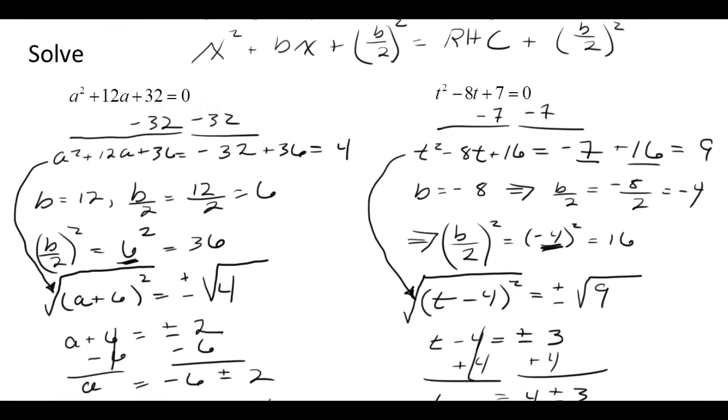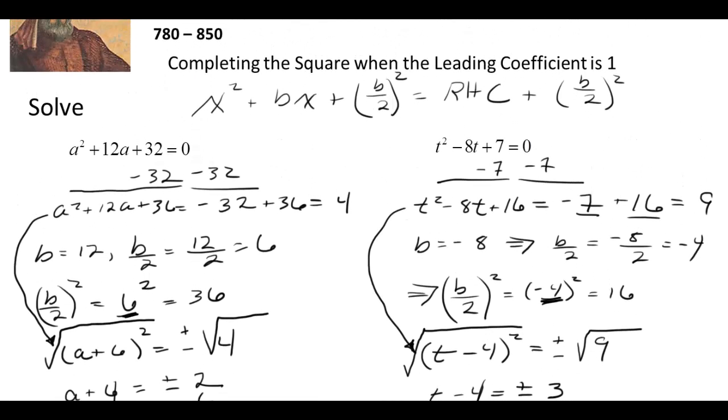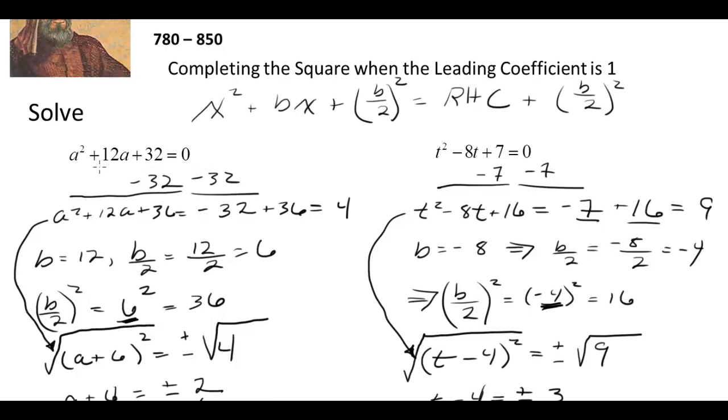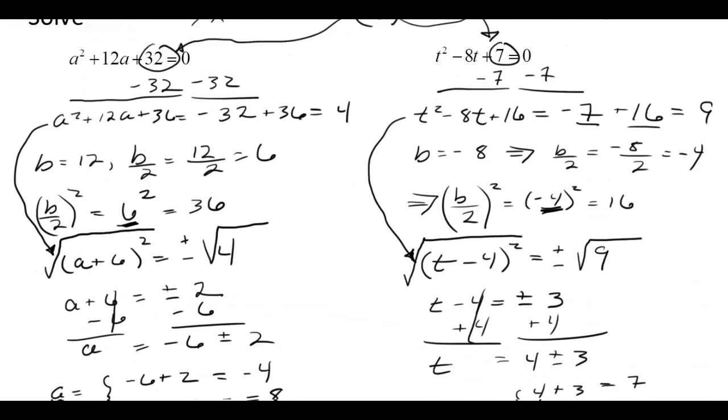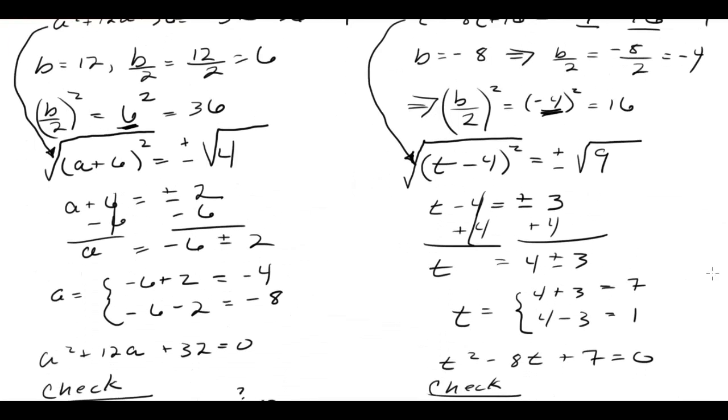So what did we do? We took two equations that had leading coefficients of 1. We got rid of the constant. We replaced it with b over 2 squared in both cases. That gave us a perfect square. The perfect square allowed us to use the square root rule. Once we use the square root rule, we got the solution, check the solution, and we're done.